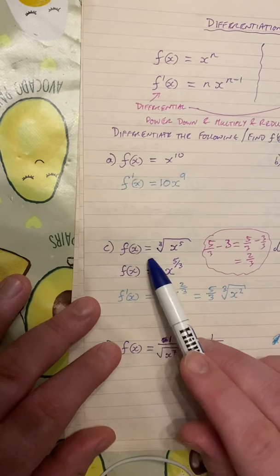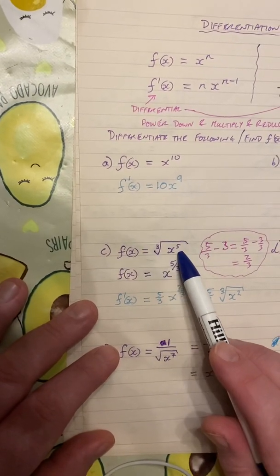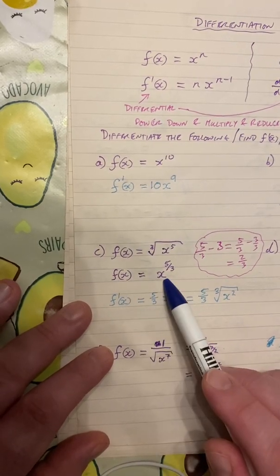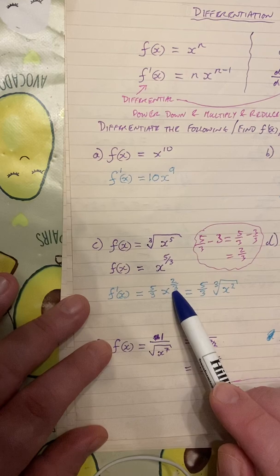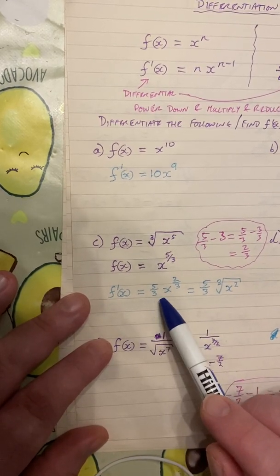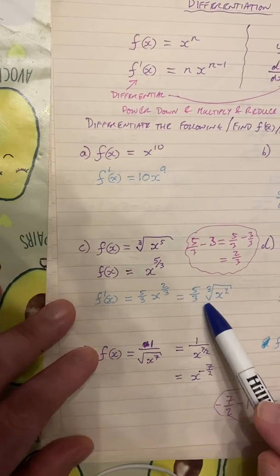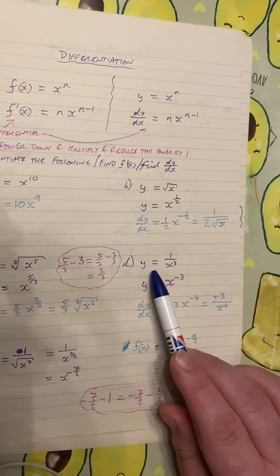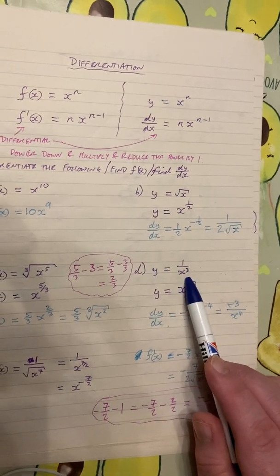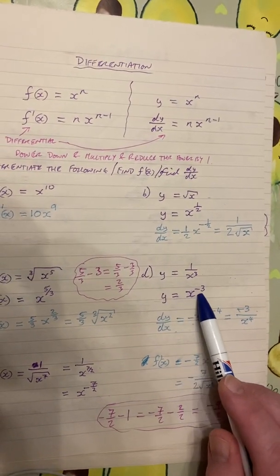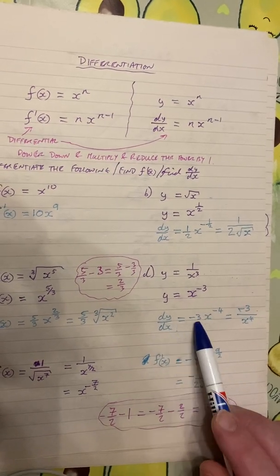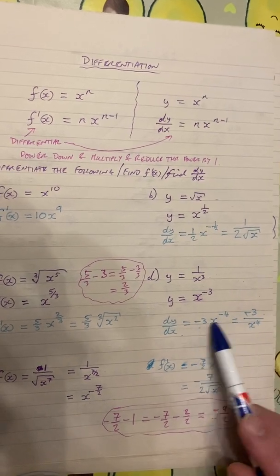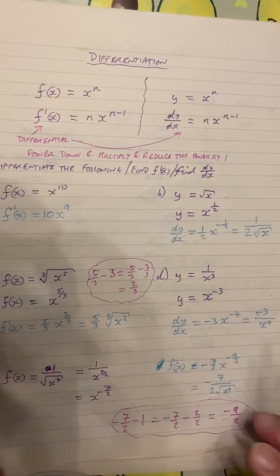For the next one, f(x) equals cube root of x to the 5. So x to the 5 thirds, now it's in differentiable form. Bring the power down, multiply, reduce the power by 1. So it's 5 thirds x to the 2 thirds. So it's 5 thirds cube root of x squared. For the next one, y equals 1 over x cubed. Remember, in differentiable form, it's y equals x to the negative 3. So dy by dx equals negative 3x^(-4). 1 less than negative 3 is negative 4. So that's negative 3 over x to the 4.